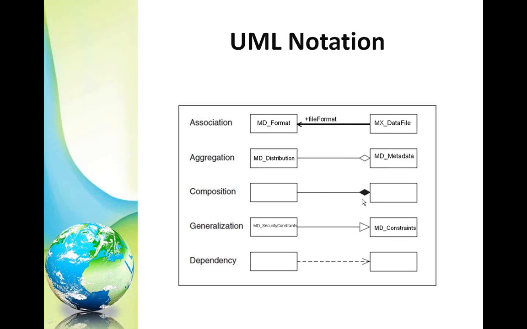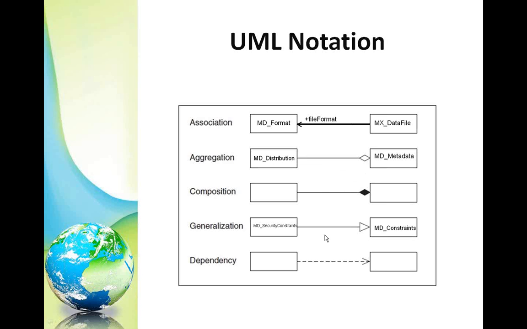Next, we have a composition. These are also known as strong aggregations. This is used when parts inside the container cannot exist without the container. If the container is deleted, then all of the objects inside the container are deleted as well. So if this is deleted, anything that's in here would be deleted, whereas in the aggregation, these may stand alone.